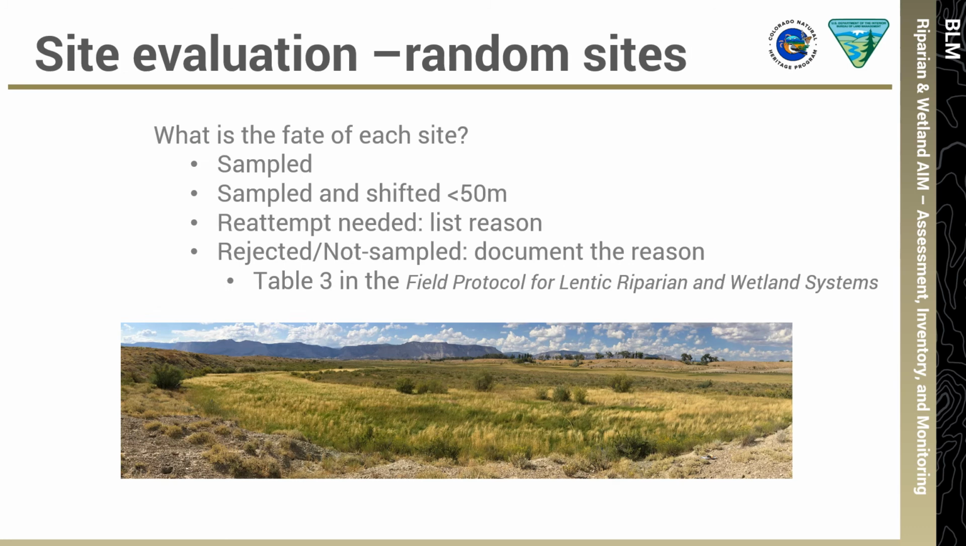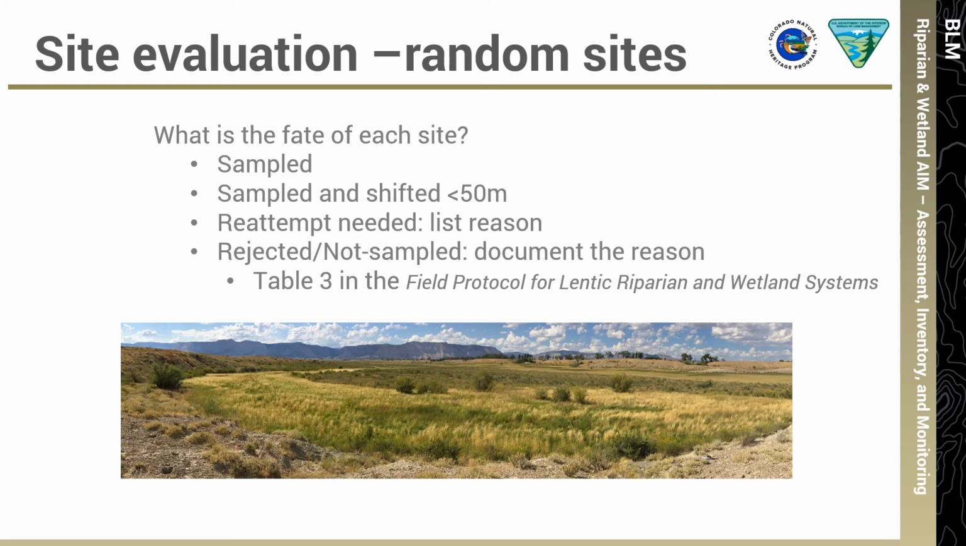Site evaluation of random sites and tracking site fates is a critical step when sampling random sample designs. The fate of each site needs to be tracked and recorded. The fates can include sampled, that the site has been successfully sampled, sampled and shifted less than 50 meters. The site was sampled, but the plot location had to be shifted away from the original location. Or a fate could be reattempt needed.